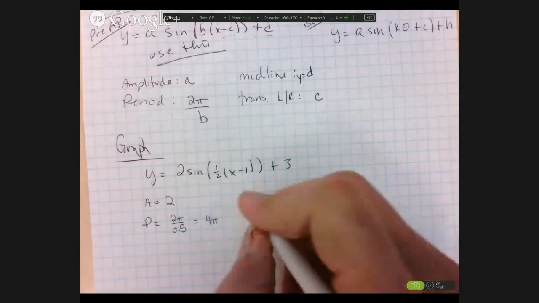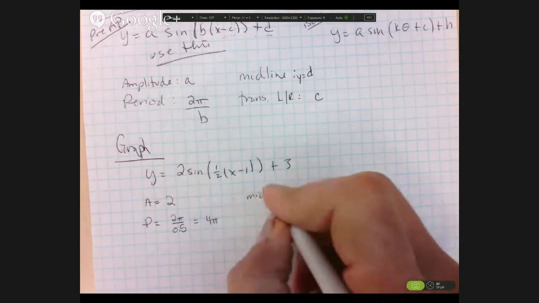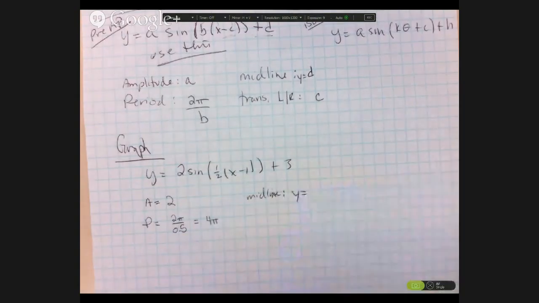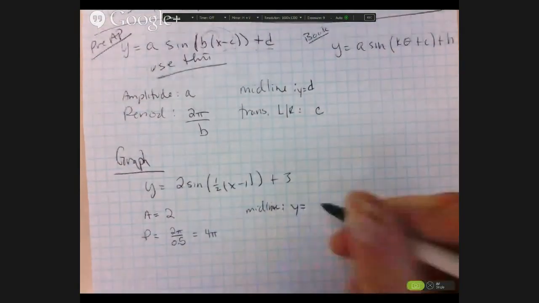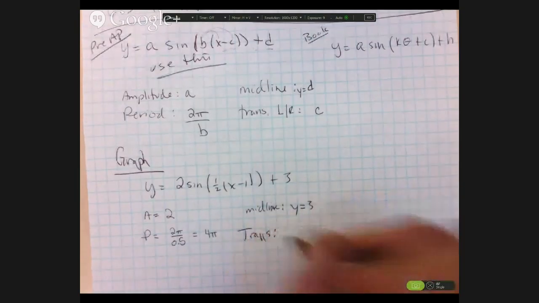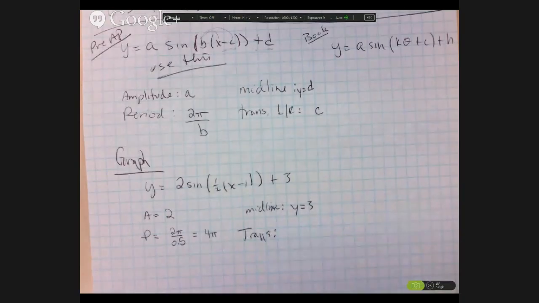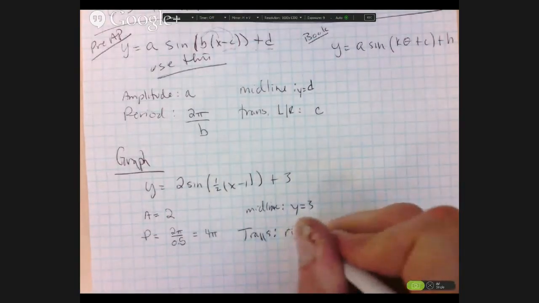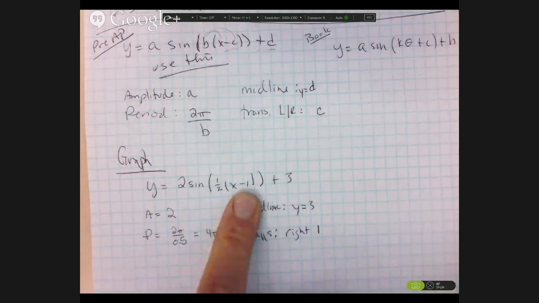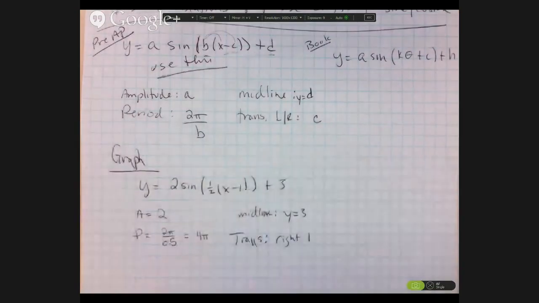What is the midline? y equals 3. And then the translation? Right one. Okay. Are we all okay with figuring that out? Why's the translation right one? Opposite of that. Yep. Just parent functions, same thing. We're just applying it to sine and cosine.